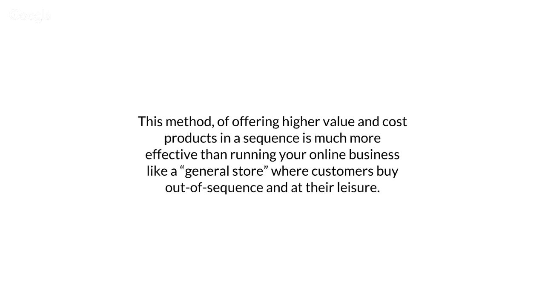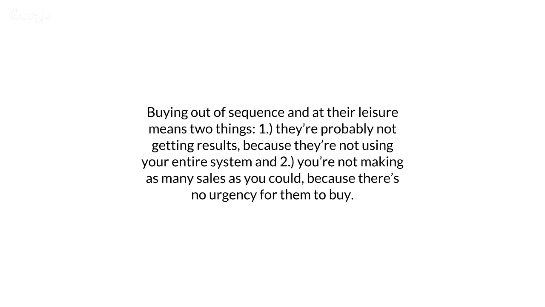The method of offering higher value and cost products in a sequence is much more effective than running your online business like a general store where customers buy out of sequence and at their leisure. So buying out of sequence and at their leisure means two things. Number one, they're probably not getting results because they're not using your entire system. And two, you're not making as many sales as you could because there's no urgency for them to buy. It's a general store. They can just kind of pick and choose whatever they want, whenever they want.